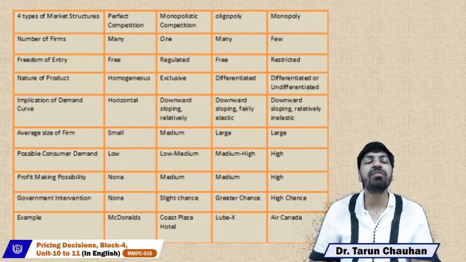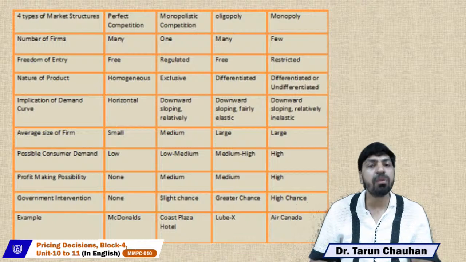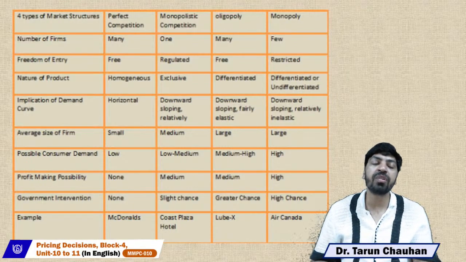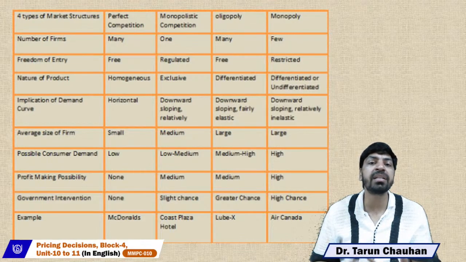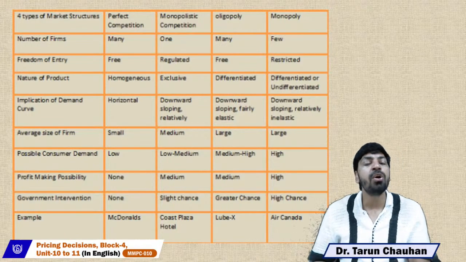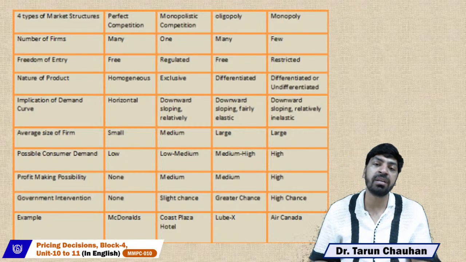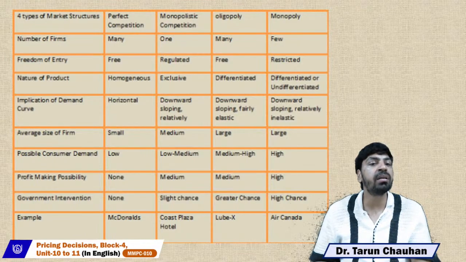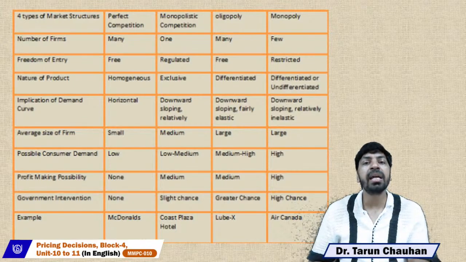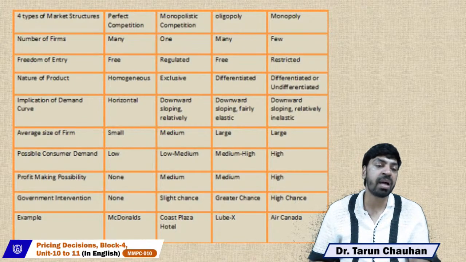So this is the difference between the four market structures: perfect competition, monopolistic competition, oligopoly, and monopoly. When we talk about the number of firms: many, many, few, one. Freedom of entry: free, free, restricted, regulated. Nature of product: homogeneous, either homogeneous or differentiated, differentiated, and exclusive. Implication of demand curve: horizontal, downward sloping and relatively elastic, downward sloping and fairly elastic, downward sloping and relatively inelastic. Average size of firms: small, medium, large, and large in the second last and the last type of market structure.